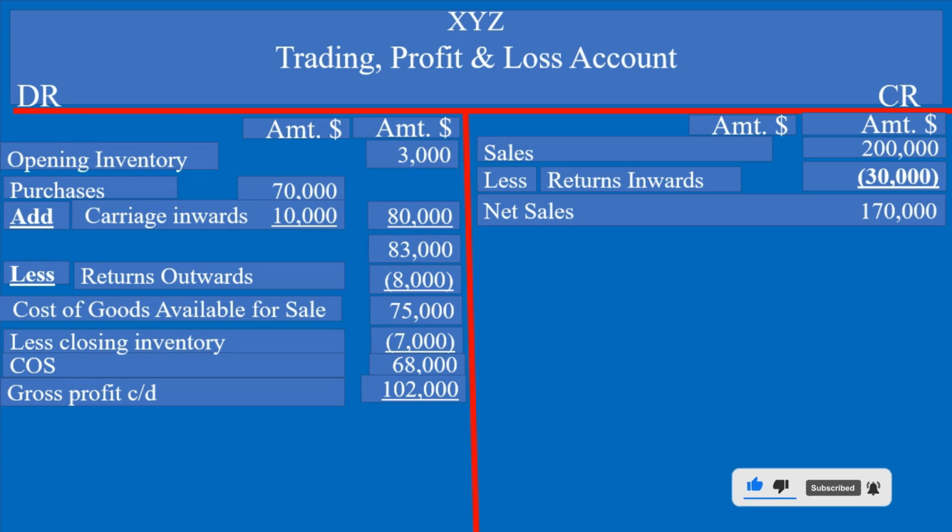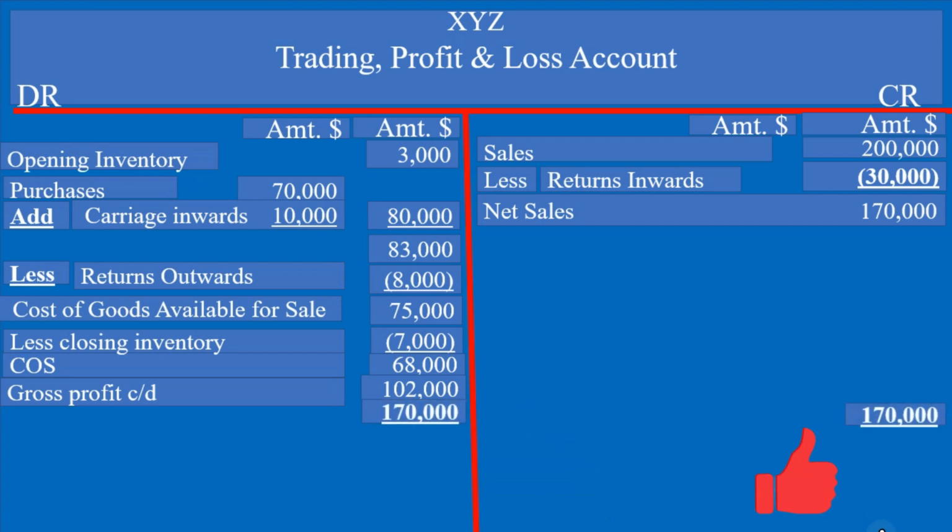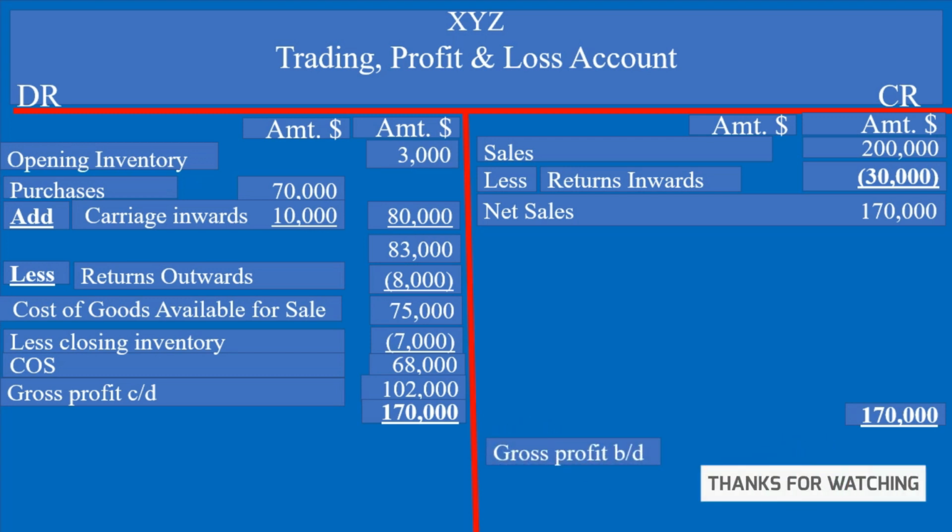Then the next level you are moving into, we want to factor in other aspects of the profit and loss account. And how do we go about this? First of all, the two sides are being balanced at 17,000 each side, and then the gross profit carried down will be recorded on the credit side as gross profit brought down, which was 102,000.